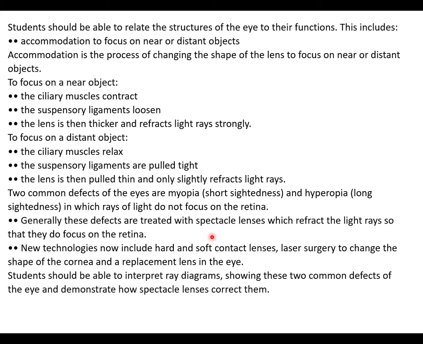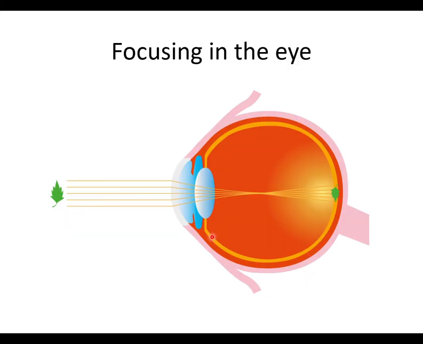So let's start by just generally having a look at focusing the eye. Now we're going to have a look at some diagrams today, and those diagrams are going to be very similar, but there are a few subtle differences. So this first diagram just shows you basically what happens to an image when you see it in your eye. So here is the image.